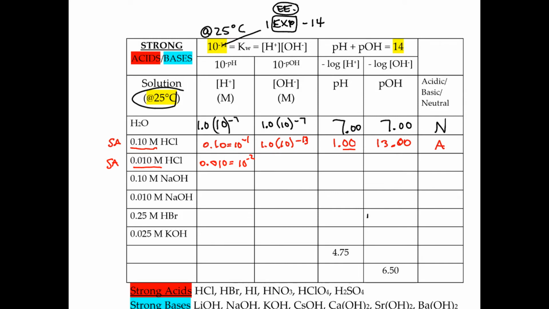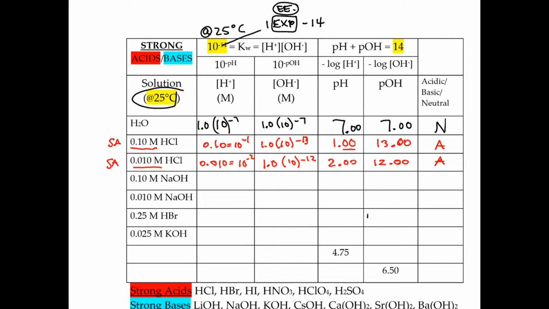Great. Let's do this on a calculator. We're going to find out that the OH minus concentration is going to be 1.0 times 10 to the negative 12th. If you take the negative log of the H, you're going to find out that the pH is 2. Subtract from 14, and you're going to get a pOH of 12. And this is still going to be acidic.